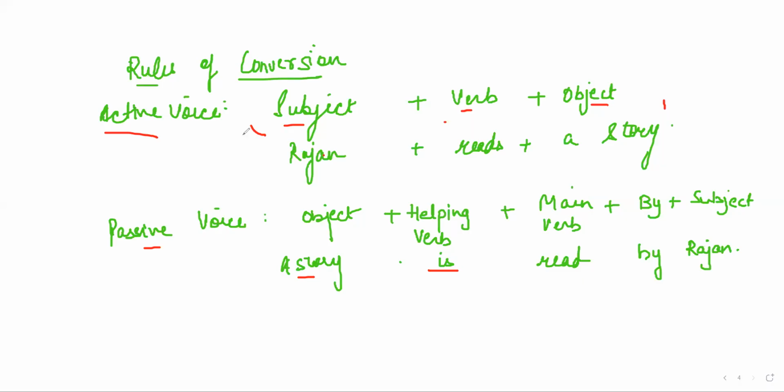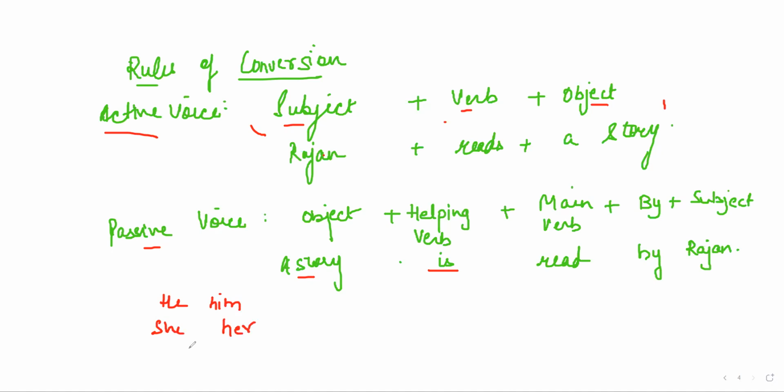So this is how we arrange the sentences in active voice and passive voice. In active, we have subject, verb, object, that is SVO. In passive voice, we have object, helping verb, main verb, by, and the subject. There is also a change of pronoun from active to passive. For example, you will see that he will become him. Similarly, she will become her.